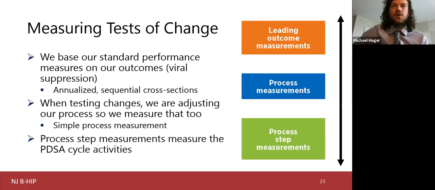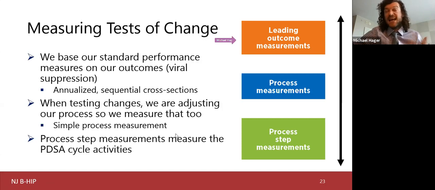So let me grab my pointer. I think that will help. One of the things that is obvious when we do improvement is that we have leading outcomes. So let's just back up for a minute in terms of what we have in BHIP. We base our standard performance measures on our outcomes. So our leading outcome would be our viral suppression outcome. It's an annualized sequential cross-section, which means we're looking at an entire year's worth of data all at once. So that's what we want to improve, our overall viral suppression.